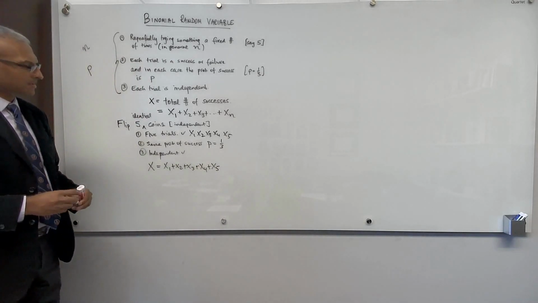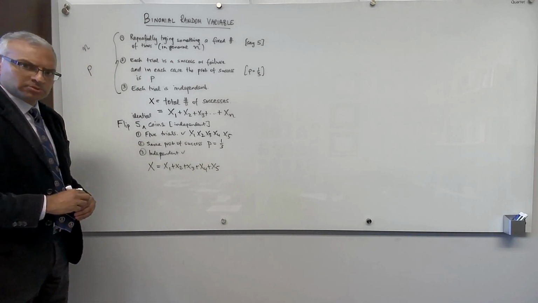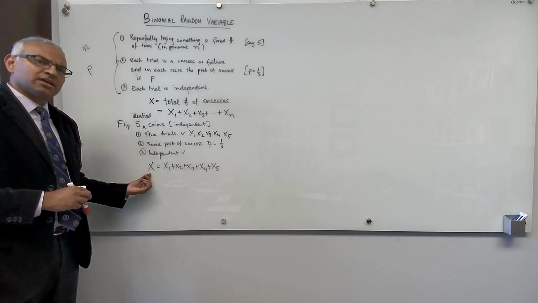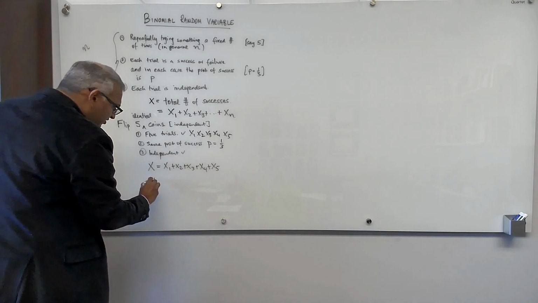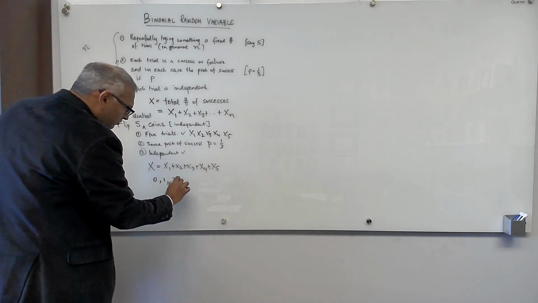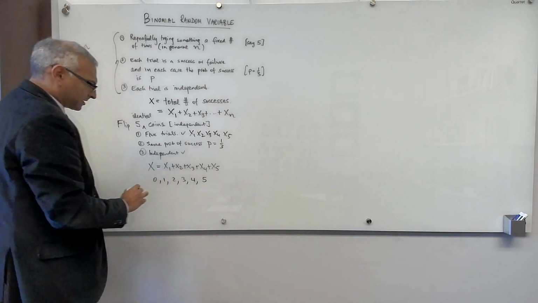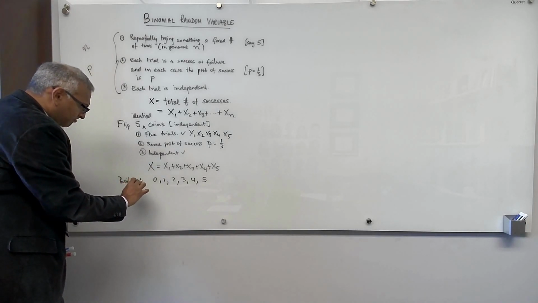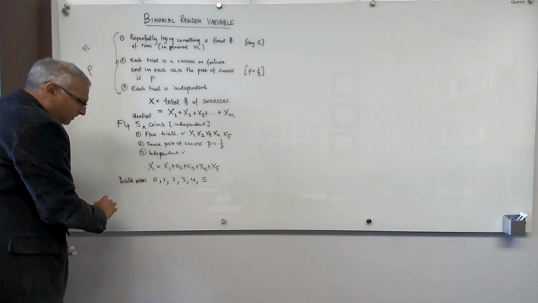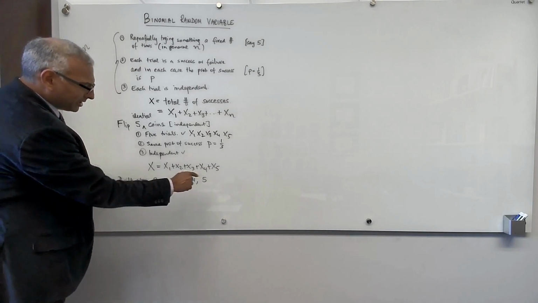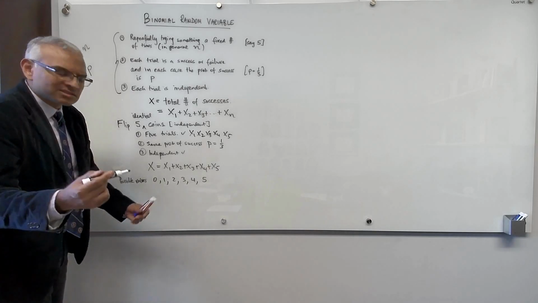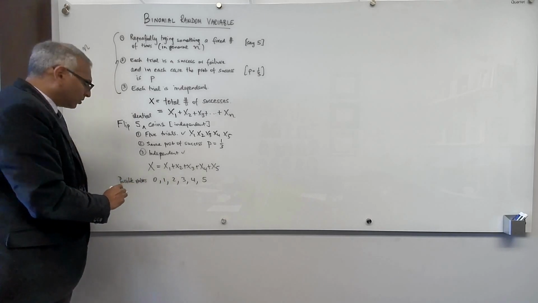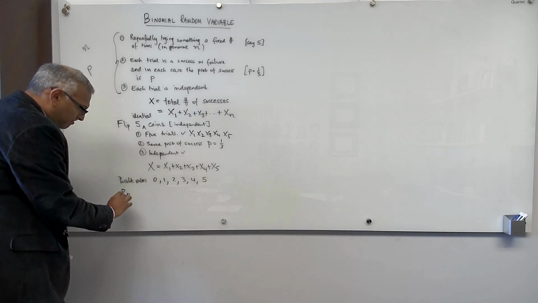So let us compute the probability. What's the random variable X, and what are its possible values? Its possible values are 0, 1, 2, 3, 4, 5. Let us now compute the probability for each possible value. As an example, what is the probability of a total of 2 heads?